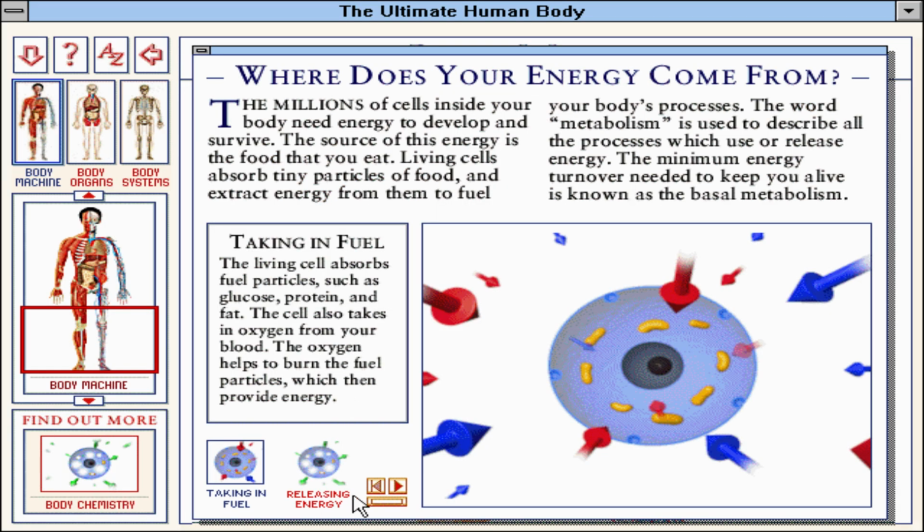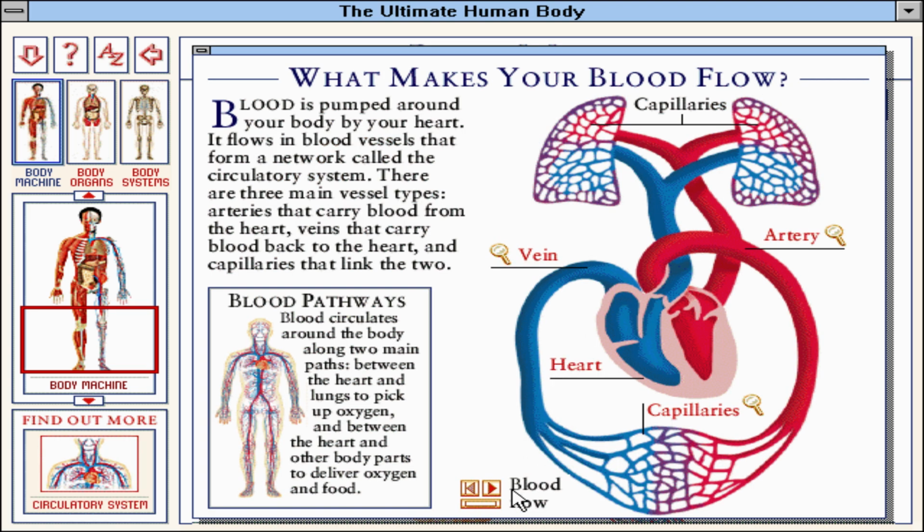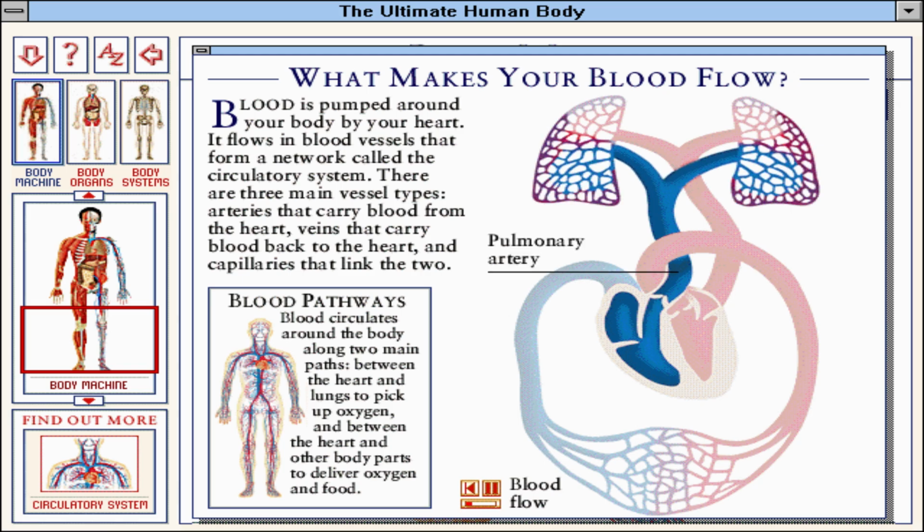Where does your energy come from? What makes your blood flow? In the circulatory system, blood travels first from the heart to the lungs along a major blood vessel called the pulmonary artery. This artery leads to a network of capillaries inside the lungs which pick up oxygen. The capillaries are connected to the pulmonary vein, which then carries blood back to the heart.